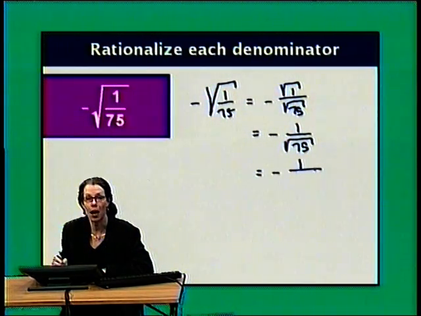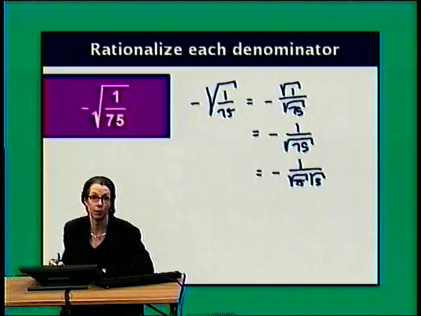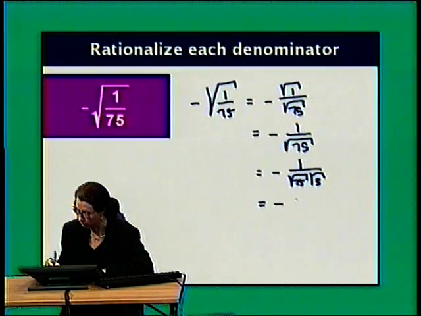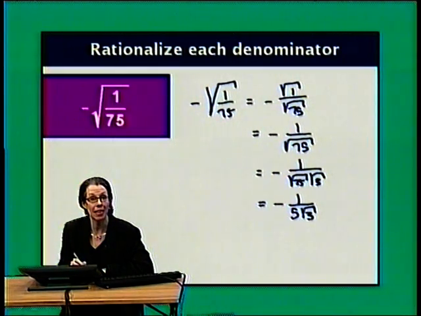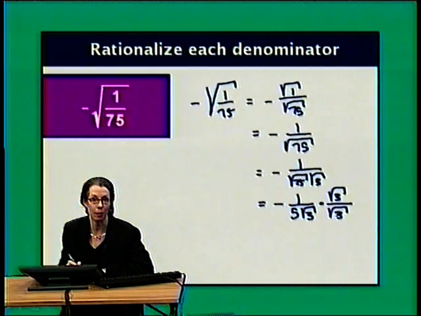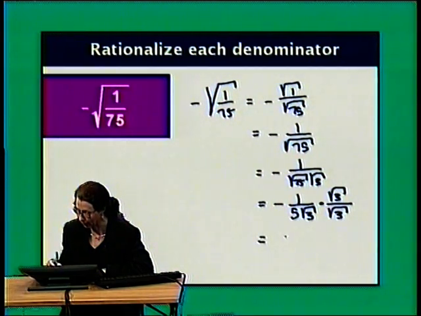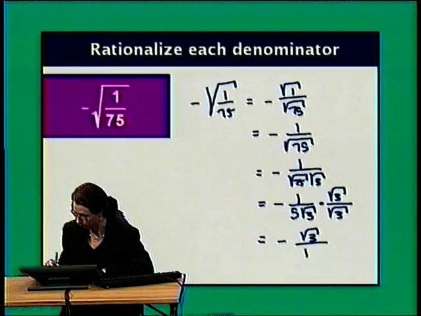So 75 has a perfect square factor of 25. 75 is 25 times 3, so I can rewrite the denominator as radical 25 times radical 3. So this is minus 1 over 5 times the square root of 3. To rationalize the denominator, I need to take care of that factor of the square root of 3 in the denominator. I'm going to do that by multiplying both the numerator and the denominator by radical 3. And I end up with minus radical 3 in the numerator, and in the denominator I have 5 times 3.